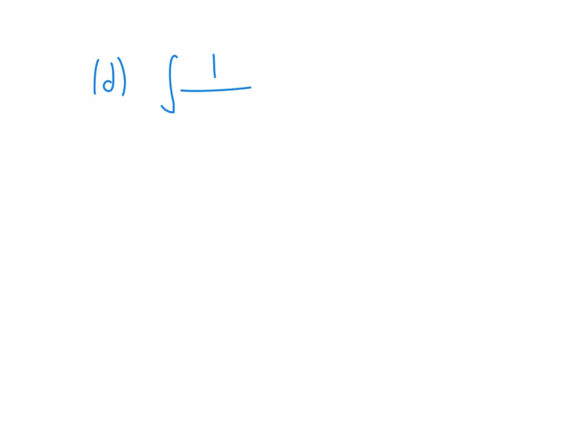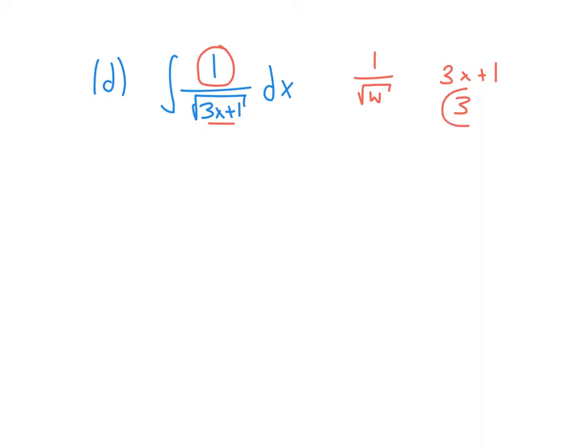1 over square root of 3x plus 1 dx. Okay, the outer function seems to be 1 over square root of w, right? That would make the inner function 3x plus 1. The derivative would be 3. Now, we have 1 up here, which is just a multiplicative constant off of 3, right? So everything looks nice. Again, we can use substitution.